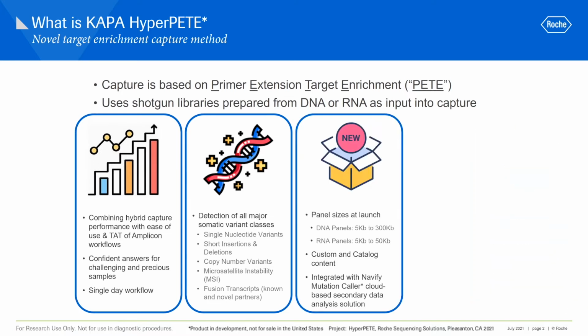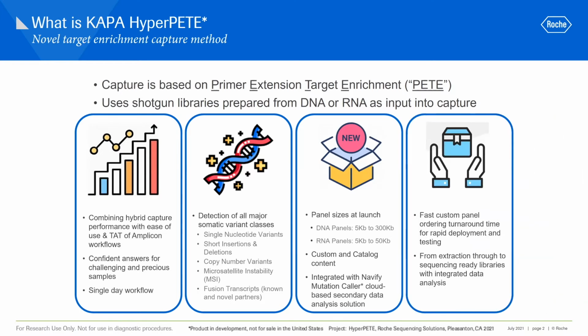Panel sizes at launch include DNA panels of 5 kb to 300 kb and RNA panels of 5 kb to 50 kb. It includes both custom and catalog content, and it's integrated with Navify Mutation Caller, which is a cloud-based secondary data analysis solution. Finally, it provides fast custom panel ordering turnaround time for rapid deployment and testing.